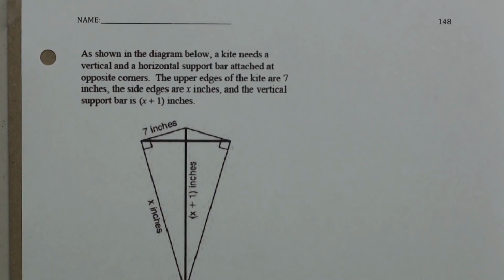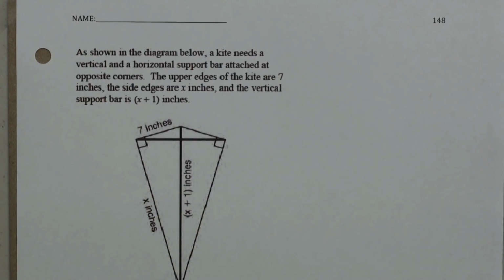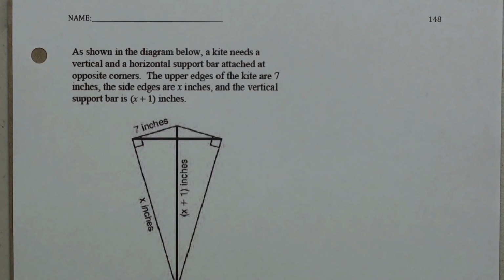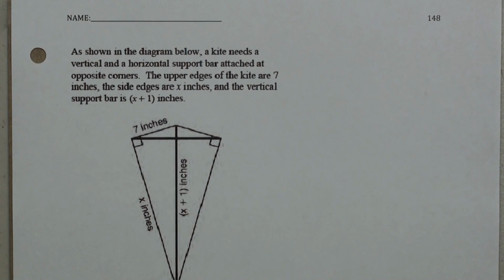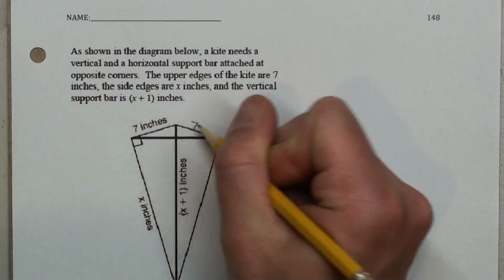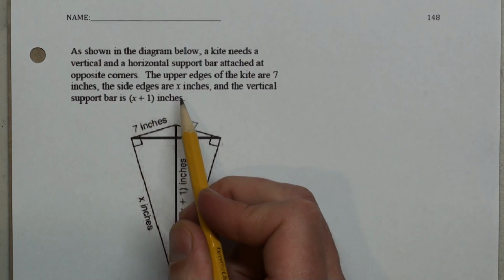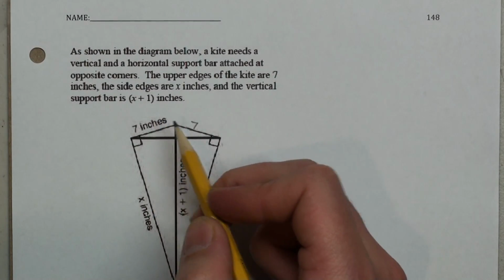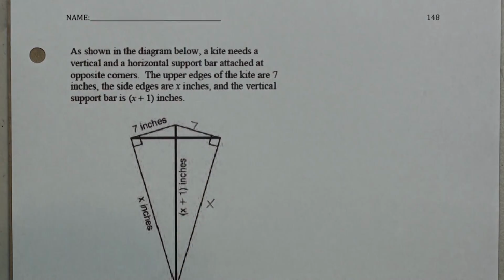As shown in the diagram below, a kite needs a vertical and a horizontal support bar attached at opposite corners. These are the bars. The upper edges of the kite are 7 inches. The side edges are x inches. And the vertical support bar is x plus 1 inches. What is the measure in inches of the vertical support bar?